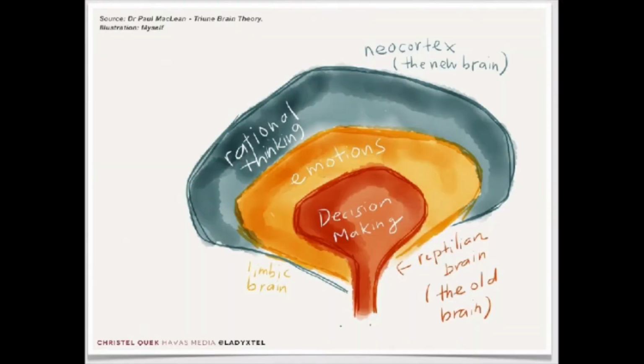There have been modifications to MacLean's original ideas so that people are interpreting it slightly differently, but this is a way of thinking of it in broad strokes. So the reptilian brain is the decision-making brain, the middle brain is the emotional brain, and the top brain, our neocortex, the new brain, is where we do the rational thinking.